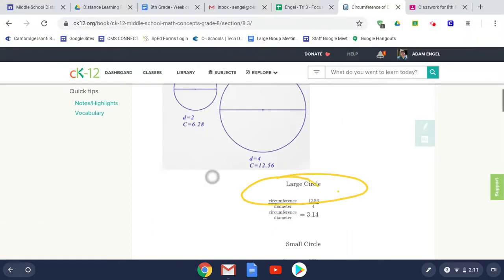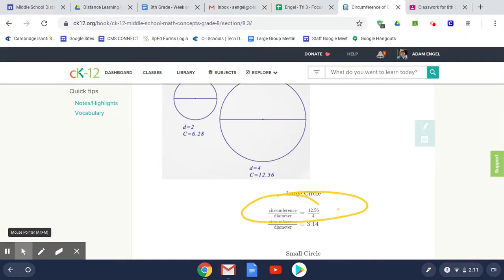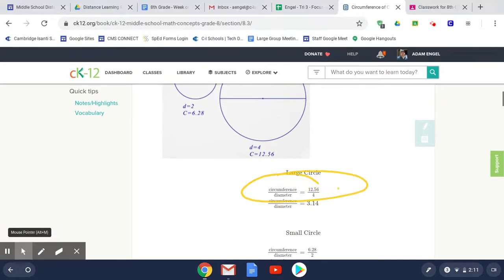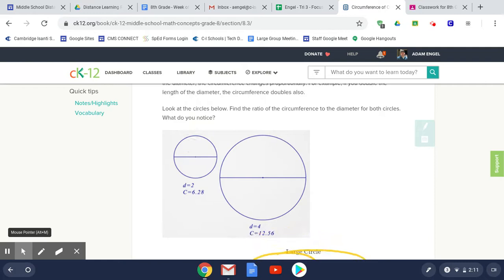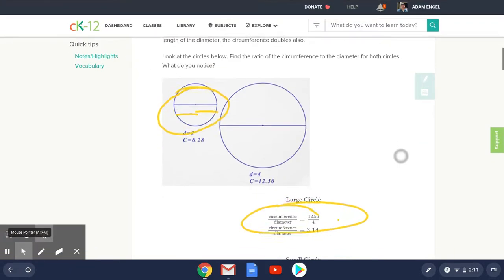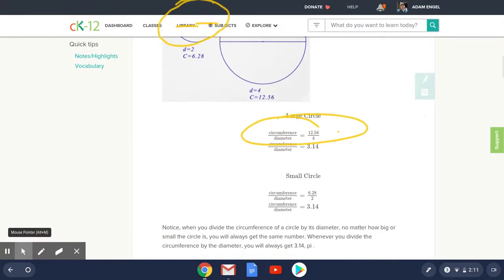Our diameter is 2, and our circumference is 6.28. So you see that right there? If we were to divide 6.28 by 2, our circumference by our diameter, we would get 3.14. We would get pi. So these are all related to each other.